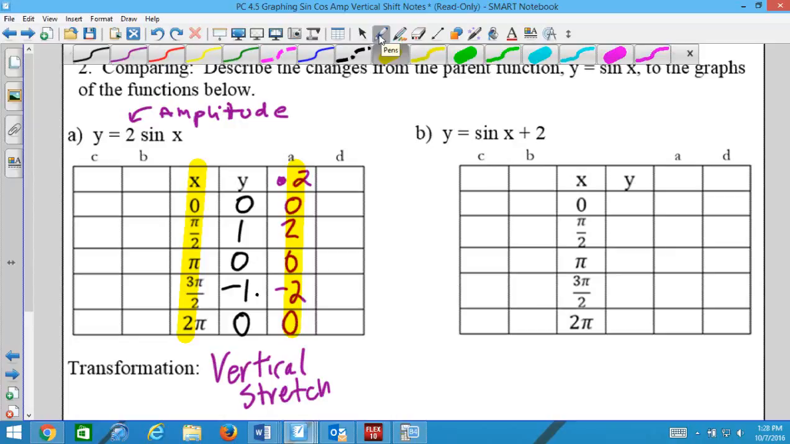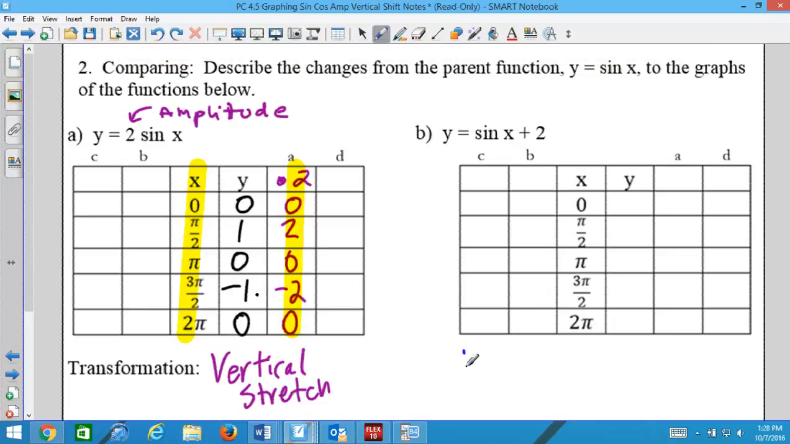Next question, sin x plus 2. What is that plus 2? What transformation? It is a translation. Translate. Okay, I just spelled that wrong. Up 2 units.